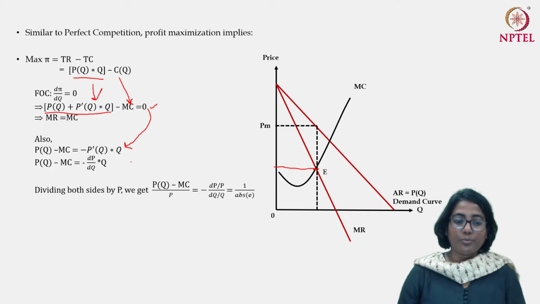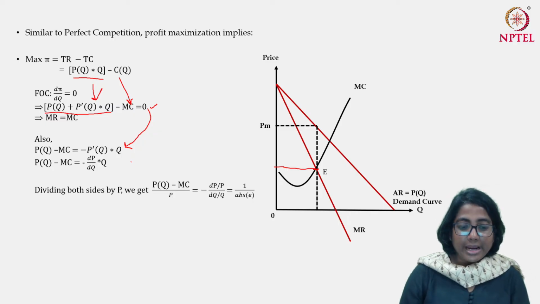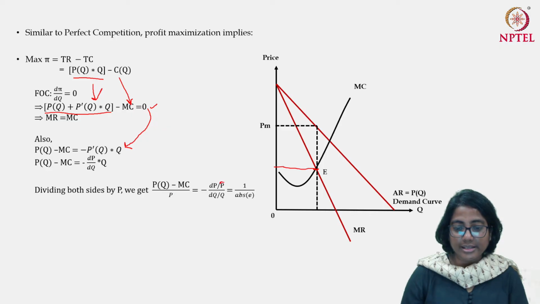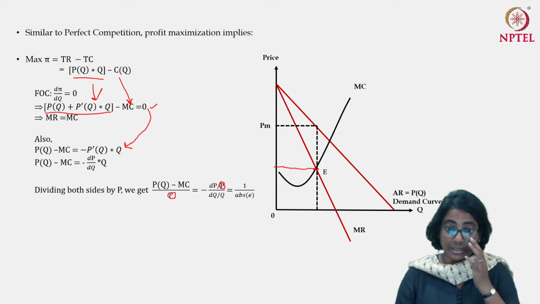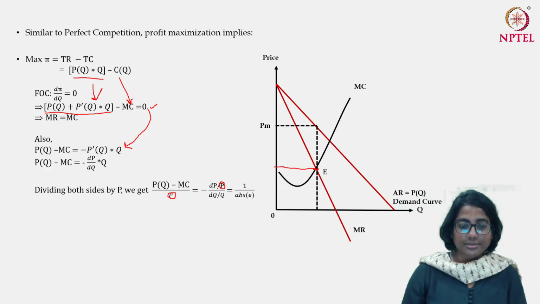Now let us divide both the sides by P. If I divide both the sides by P, the left hand side becomes P minus MC divided by P. Okay. The right hand side will then become minus (dP/P) divided by (dQ/Q). So this Q is actually going up, right? And I am dividing by P. So this is the P I am adding on this side, and this is the P I am adding on this side. So both sides are being divided by P. Rest of the things remain unchanged.